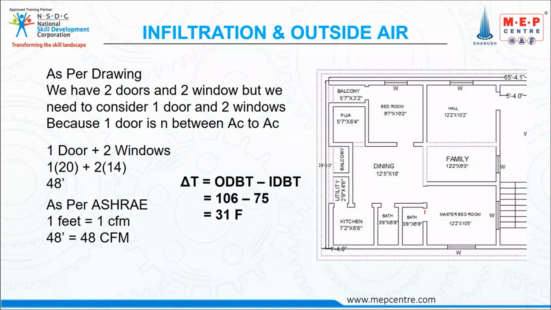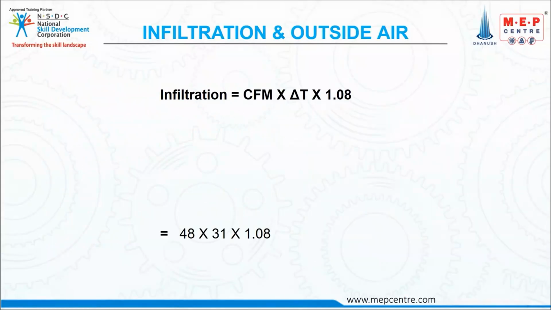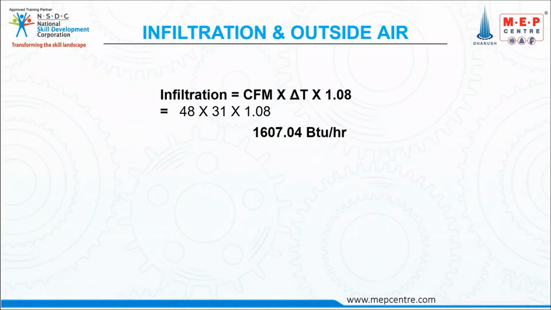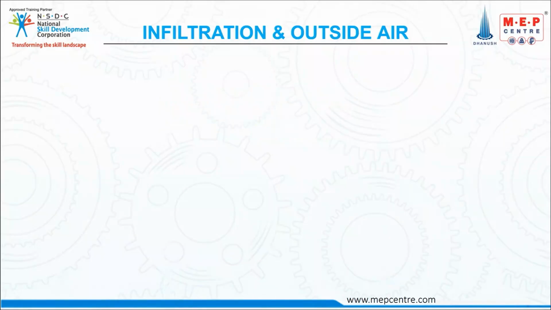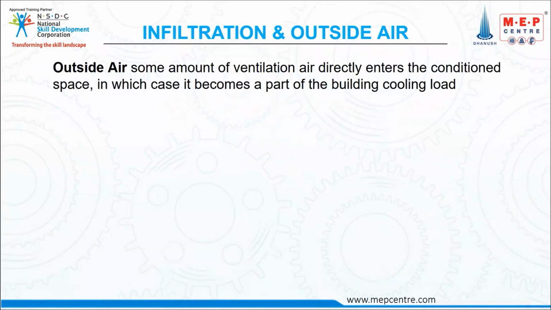So we got the CFM. Delta T, ODBT minus IDBT, which is 106 minus 75, which is 31 degrees Fahrenheit. So infiltration is 48 into 31 into 1.08, which is 1067.04 BTU per hour. Next, we have outside air. Outside air is the air we are supplying from outside to inside to maintain the oxygen level.